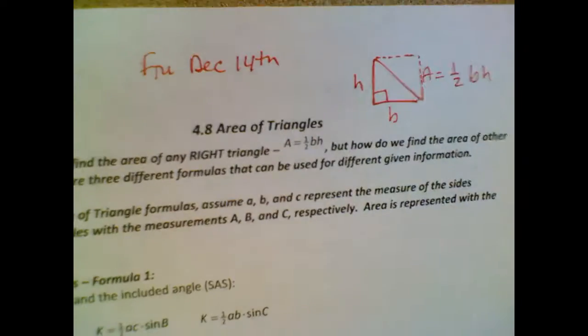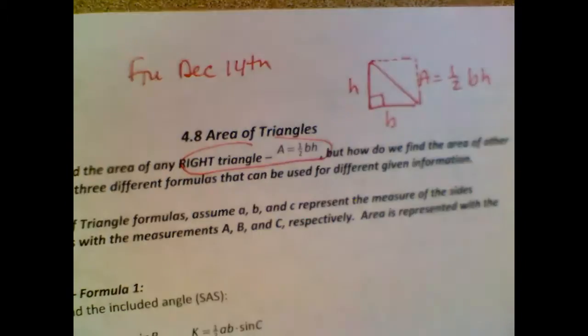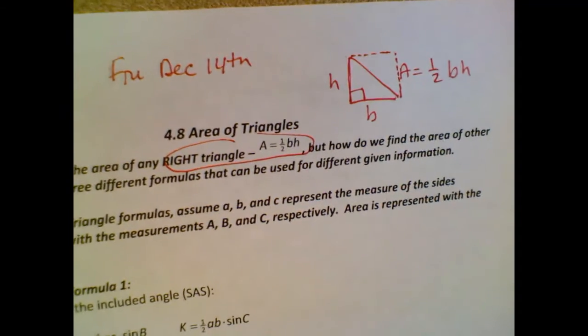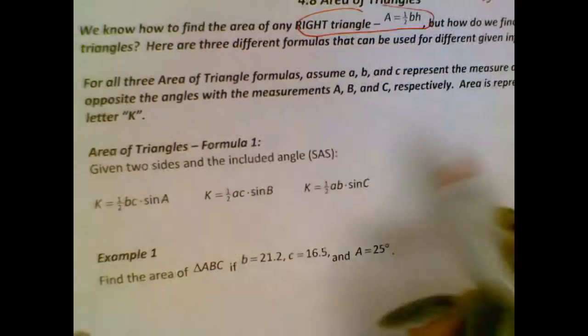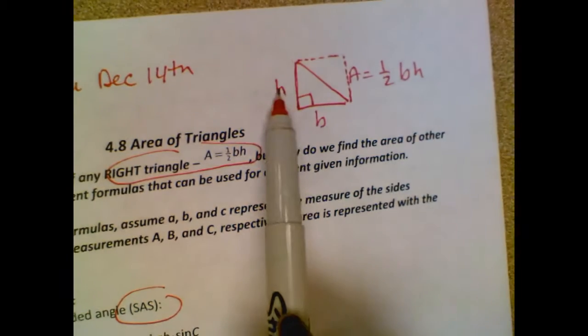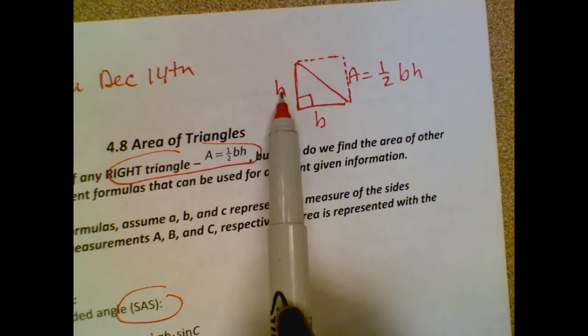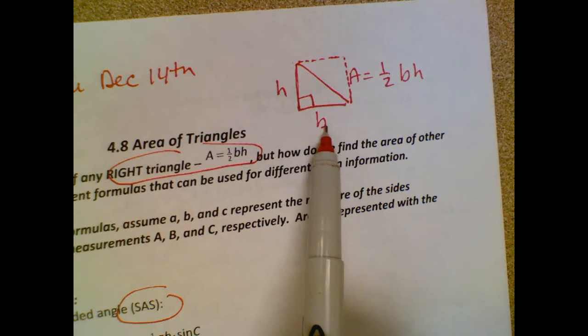All right, so there it is. Right triangles are 1/2 base times height. Now, this wasn't the original area formula. The original area formula was one of these right here in the middle. These are used for SAS. Now listen, did you guys know that in a right triangle, this is SAS? Height is a side, included angle, side. That is an SAS.